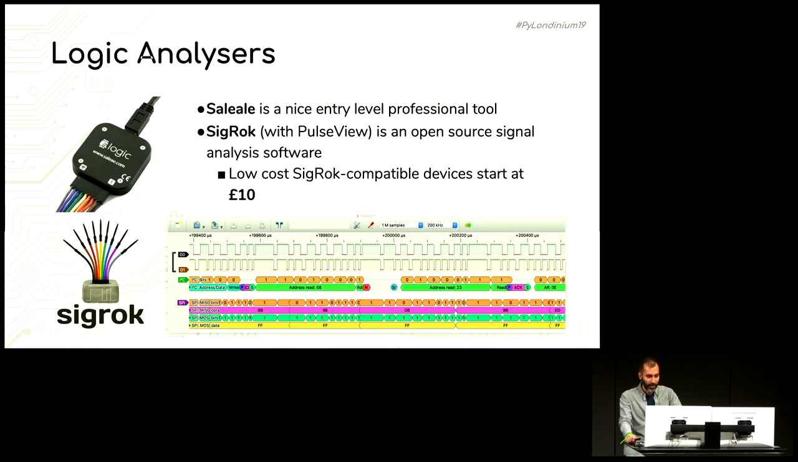Logic analyzers. OK, so a few years ago, I probably wouldn't have recommended this in our presentation, mostly because the first example is something that I would normally recommend. It's what I would say cheap for a professional tool, quite expensive for a hobbyist tool. But thanks to the open source community, now we have things like Sigrok. Sigrok is an open source signal analysis software. And you can buy devices that are Sigrok compatible for as little as £10.